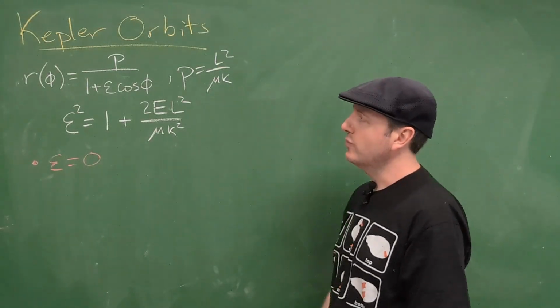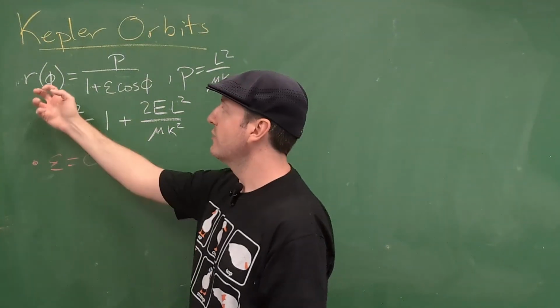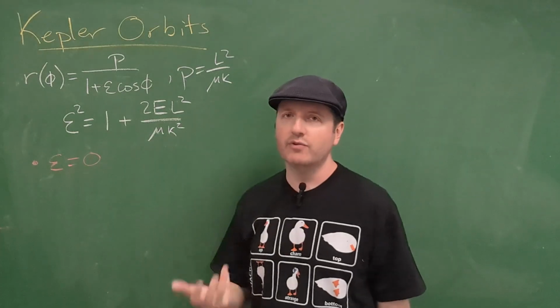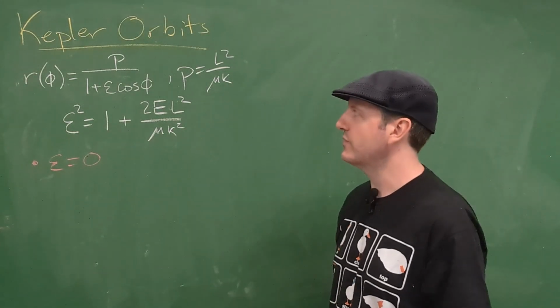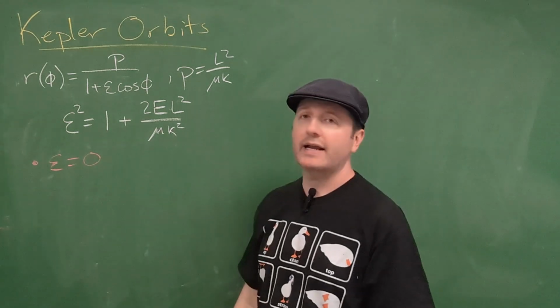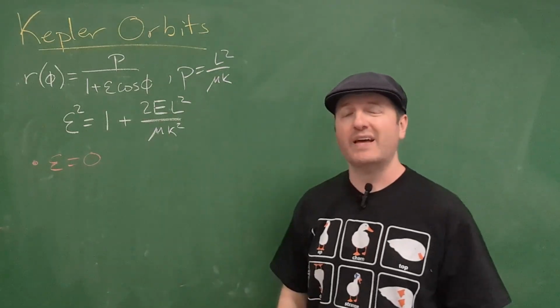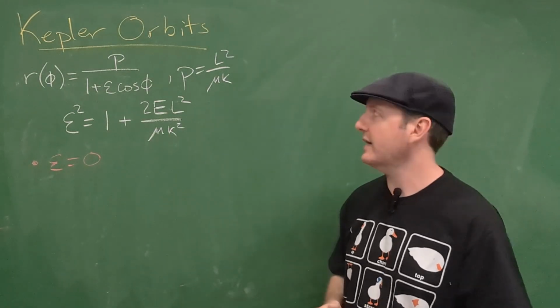So let's recall that we solved for the radial coordinate in polar coordinates for an object under the influence of an inverse square law force, an inverse square law central force. And we found that it has a polar form of a conic section. This p in the numerator is the semi-latus rectum of that particular conic. We'll see a couple pictures of that in a sec.